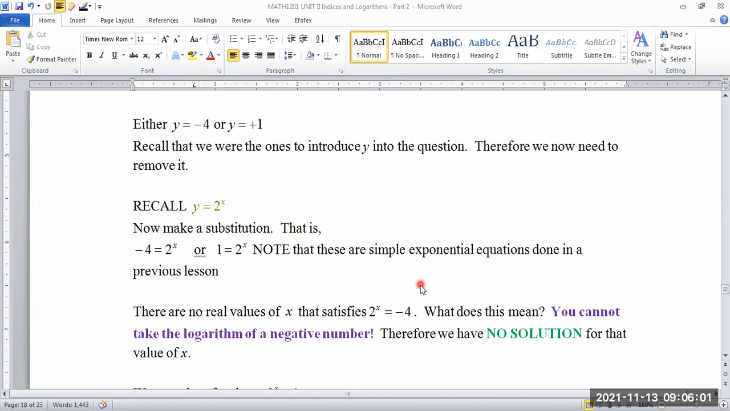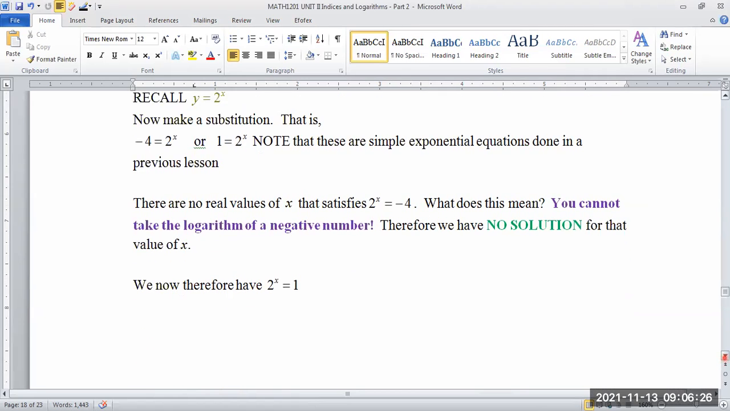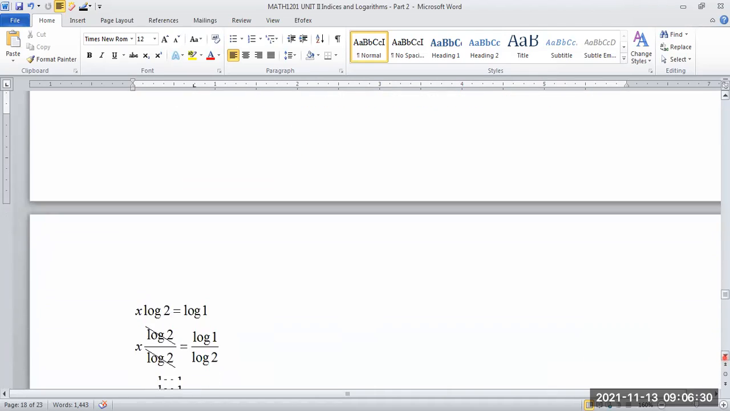Excellent. Because you cannot write -4 as an exponential form. There is no way. Can't do it. So we have absolutely no solution for that form. All right, so what we're going to have is just 2 to the x equals 1.